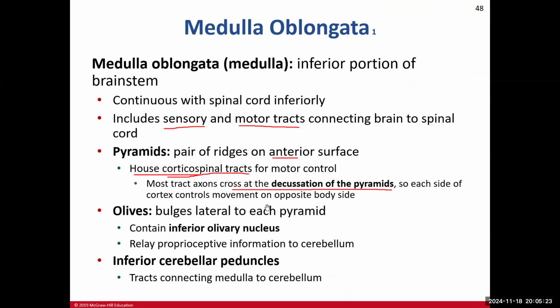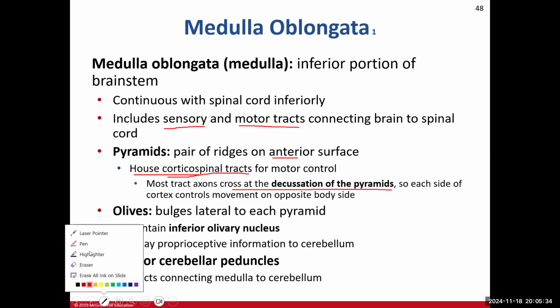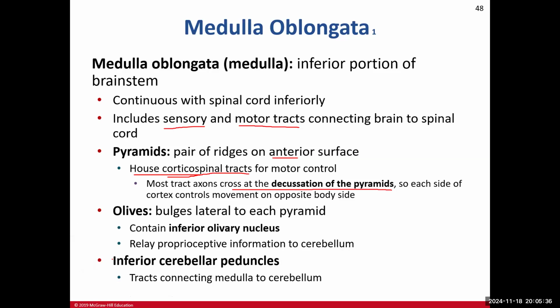So just lateral, on either side of the pyramids, we have these structures called olives. And again, they look like more bulges here, right? And so they're going to also play a role in motor function, except they're going to play a role in what we call proprioception. Proprioception is the sensory input information that you receive from your muscles and joints that tell you what those joints are doing.